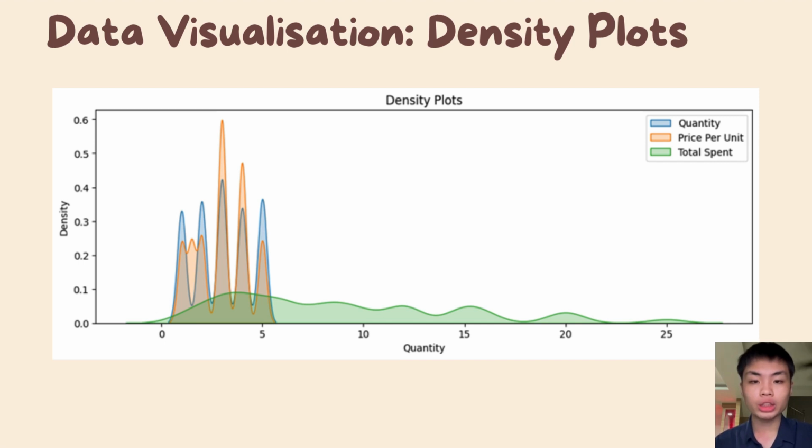In the data visualization, we also propose the density plots. It shows the quantity and price per unit both display sharp, narrow peaks between 1 and 5, indicating that purchase and price are concentrated around a few standard values. This is in line with fixed menu prices and small purchase quantities in a cafe setting.